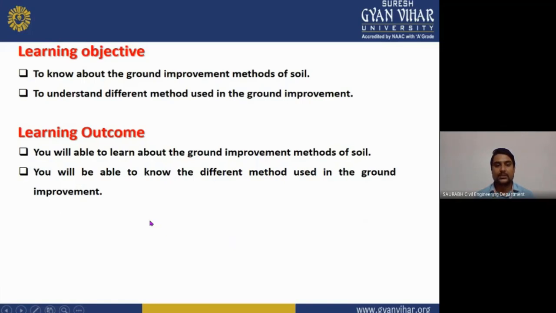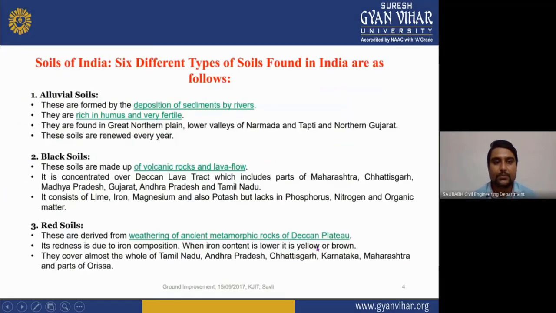As we all know, ground improvement technique is very important in geotechnical engineering because whenever you are going to construct any building or any structure, you need to check the ground bearing capacity. If the bearing capacity of the ground is not good, then you need to do ground improvement. So we will see here the soils of India.